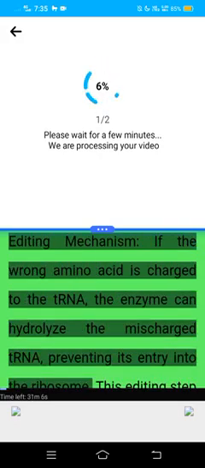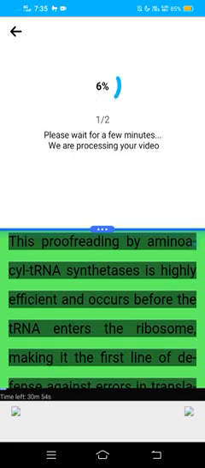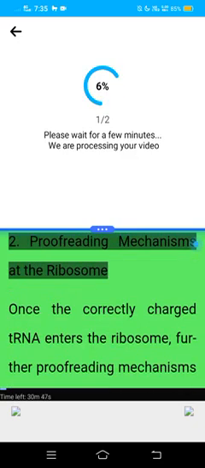Editing mechanism. If the wrong amino acid is charged to the tRNA, the enzyme can hydrolyze the mischarged tRNA, preventing its entry into the ribosome. This editing step ensures that only the correctly charged tRNA enters the ribosome for translation. This proofreading by aminoacyl tRNA synthetases is highly efficient and occurs before the tRNA enters the ribosome, making it the first line of defense against errors in translation. 2. Proofreading mechanisms at the ribosome.